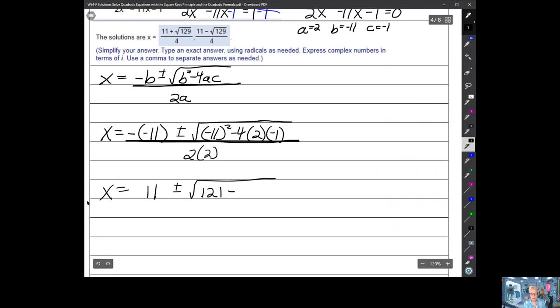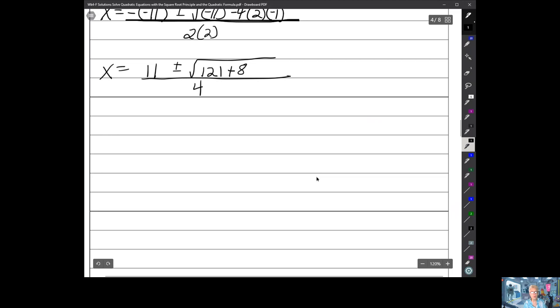Okay, minus 4 times 2 is minus 8. Times negative 1 is plus 8. All over 2 times 2 is 4. So, 121 plus 8 is 129. 11 plus or minus the square root of 129 over 4. Now let's check out 129.